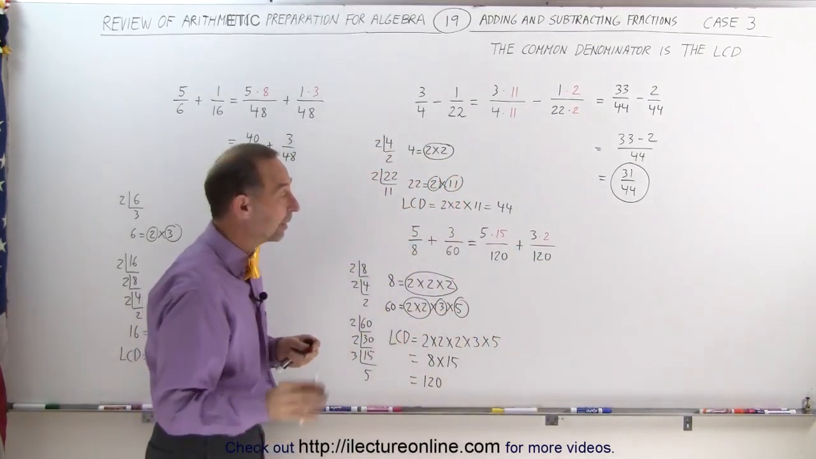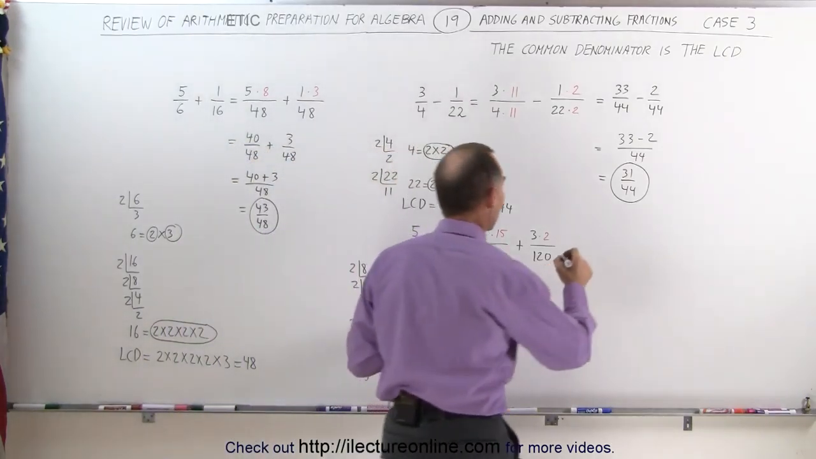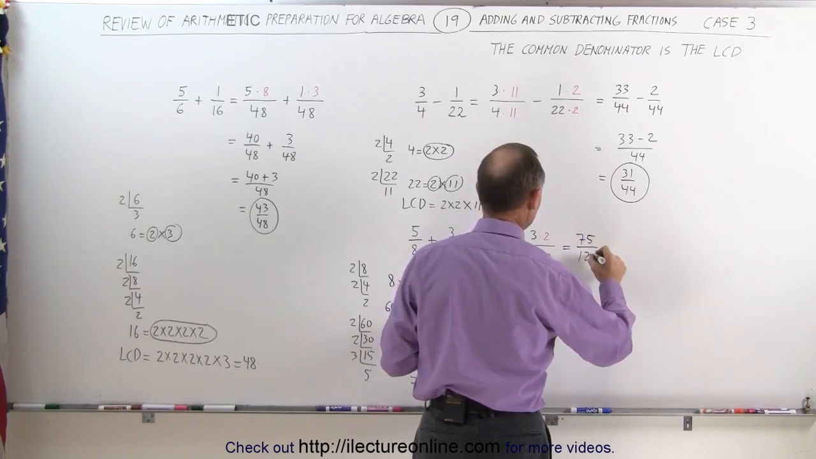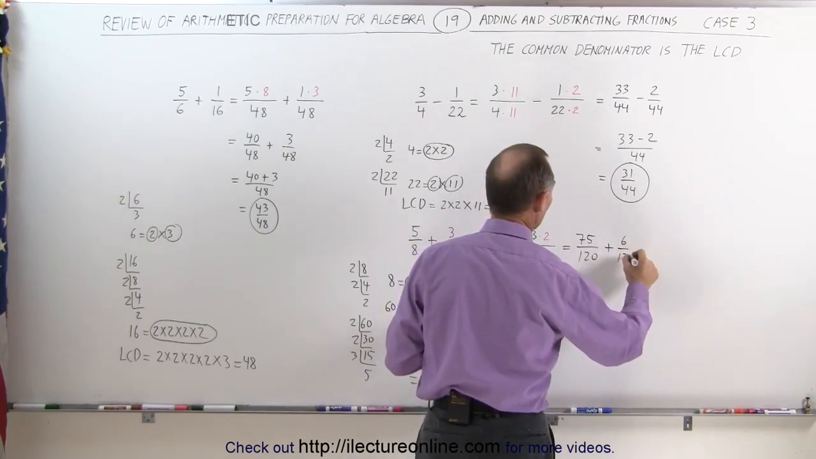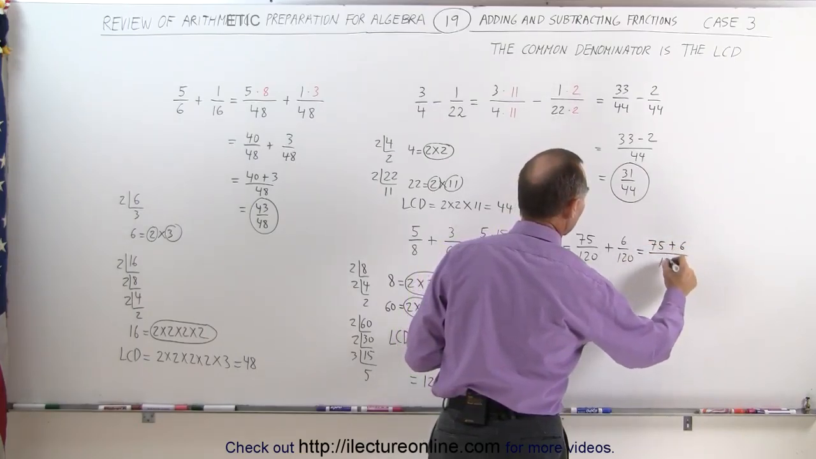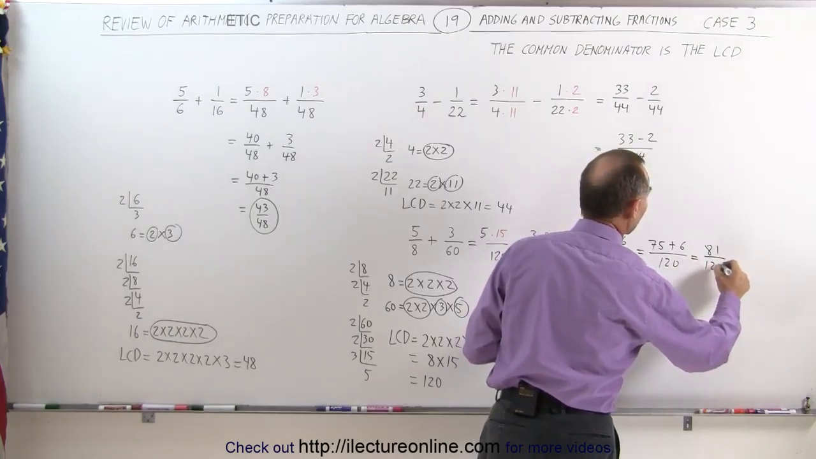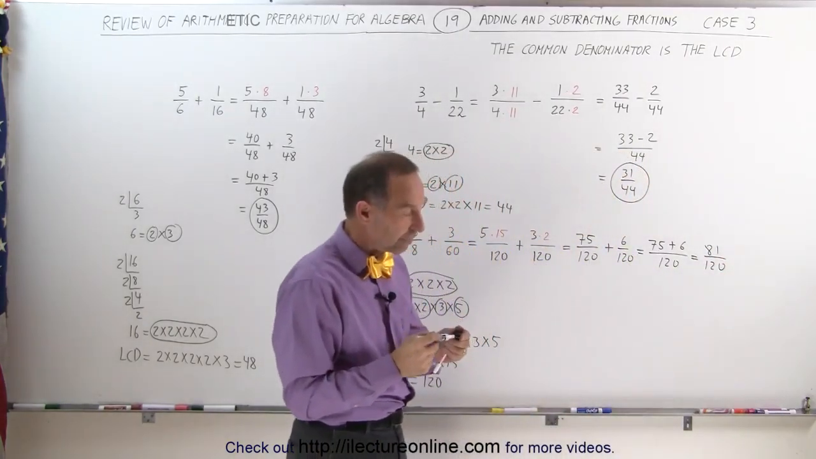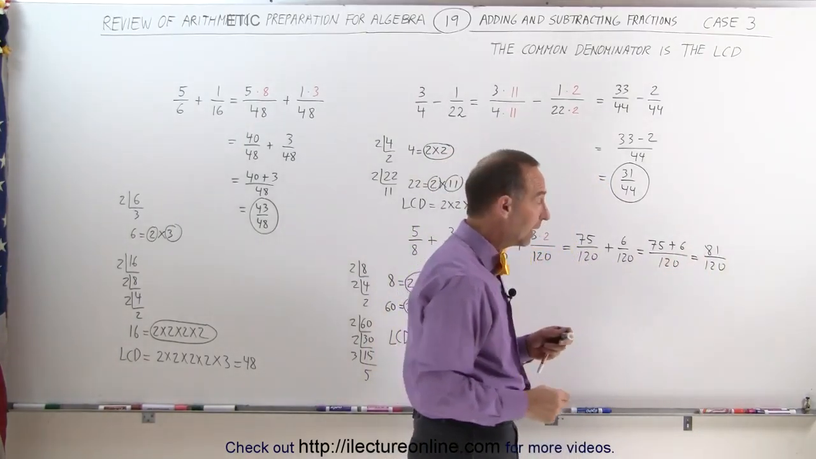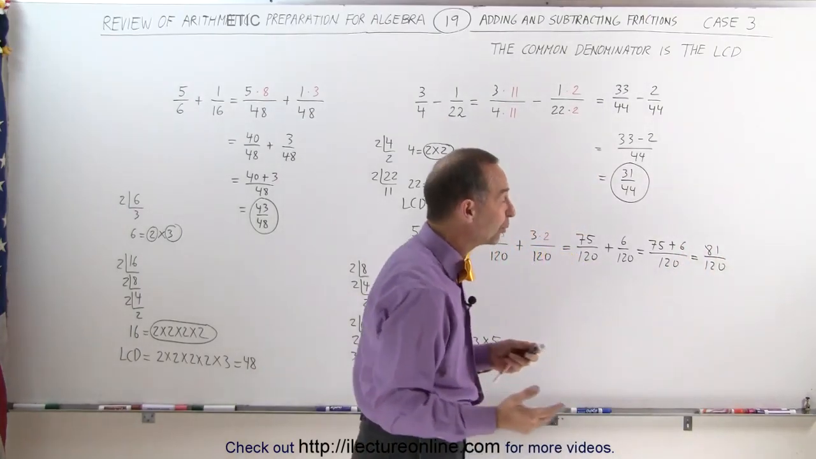Remember, if I multiply 8 times 15 to get 120, I must multiply 5 times 15 as well. If I multiply 60 times 2 to get 120, I must multiply 3 times 2 as well. Always multiply the denominator and the numerator by the exact same number. To complete the problem, I can now write this as 75 over 120 plus 6 over 120, which is 75 plus 6 over the common denominator 120, which is 81 divided by 120.